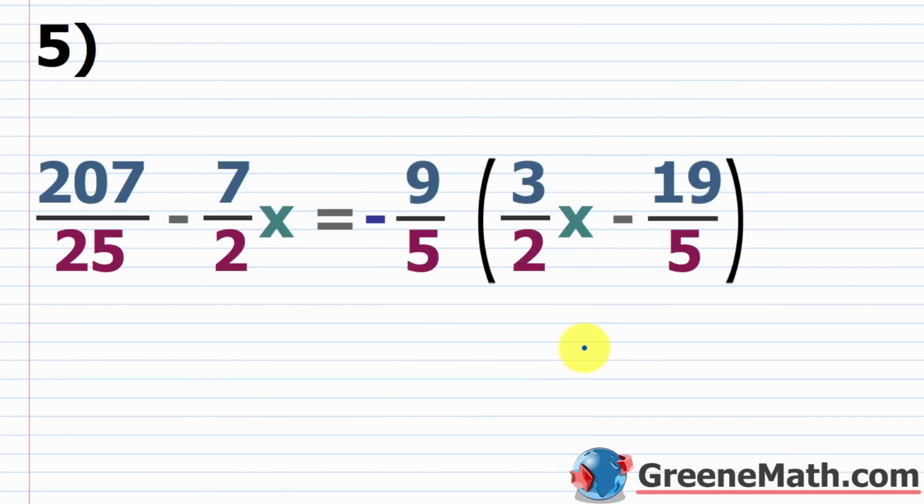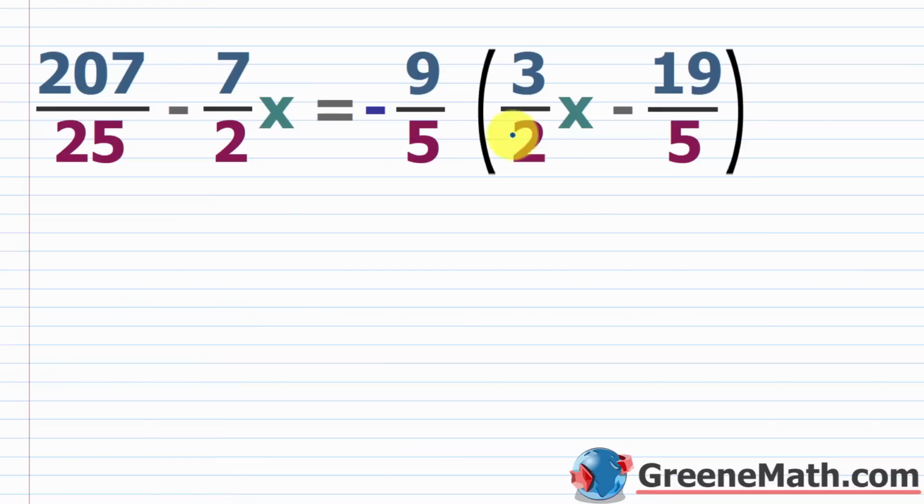All right, let's look at problem number 5. So here we have 207 over 25 minus 7 halves x is equal to negative 9 fifths times the quantity 3 halves x minus 19 fifths. All right, so the idea here is that if you have parentheses involved, you need to remove those first before you try to find your LCD.